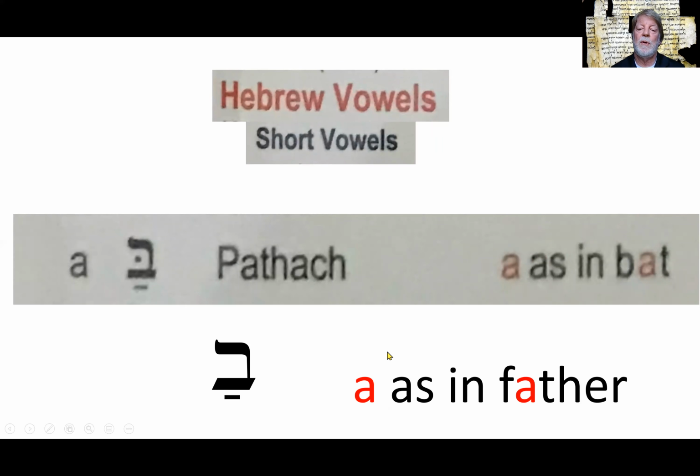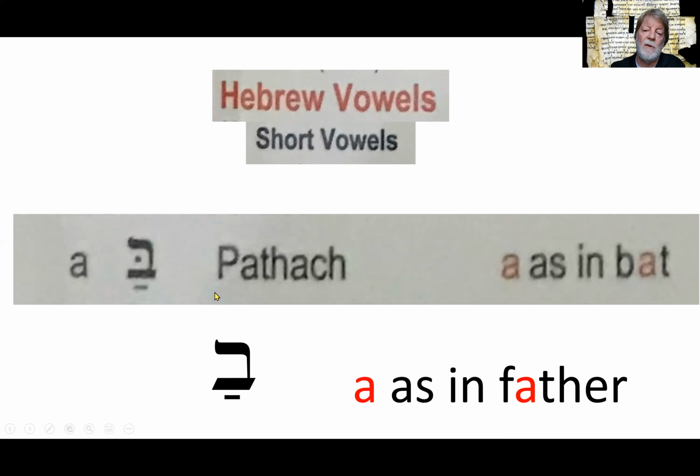The next portion that we have is the short vowel section of the Hebrew vowels. Here we have an A-class vowel. Here is our bet model consonant. And underneath it, we have a horizontal line, just a short line. It's kind of like a dash in English.